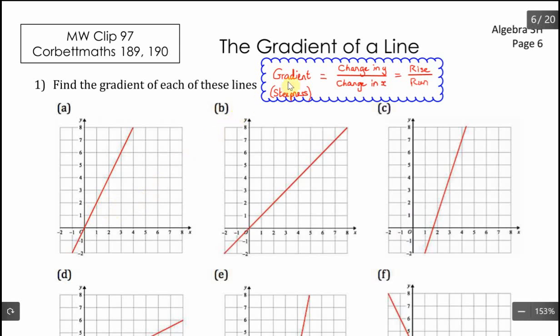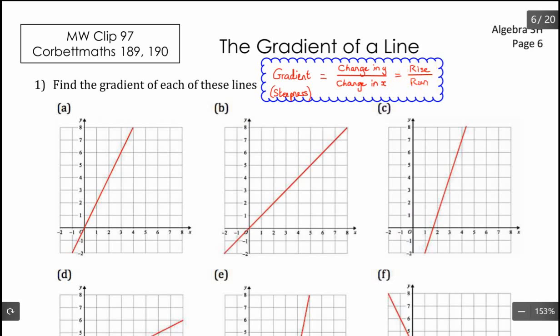First off, what does gradient mean? Well, gradient means steepness. You might have seen the word itself on a road sign or something like that. It just means how steep is the line. And the way you work it out is to do the change in the y coordinates divided by the change in the x coordinates that caused them. Or a shortened version I like to remember is rise over run.